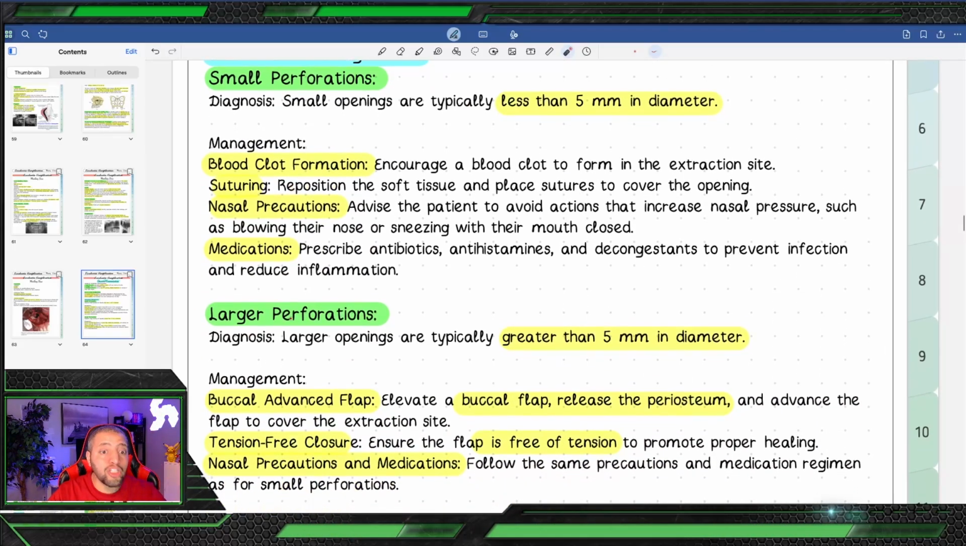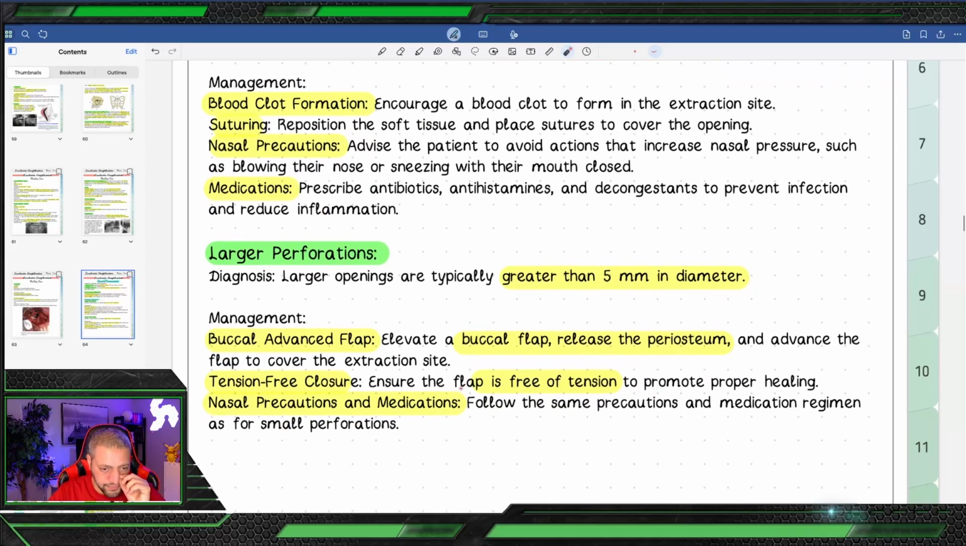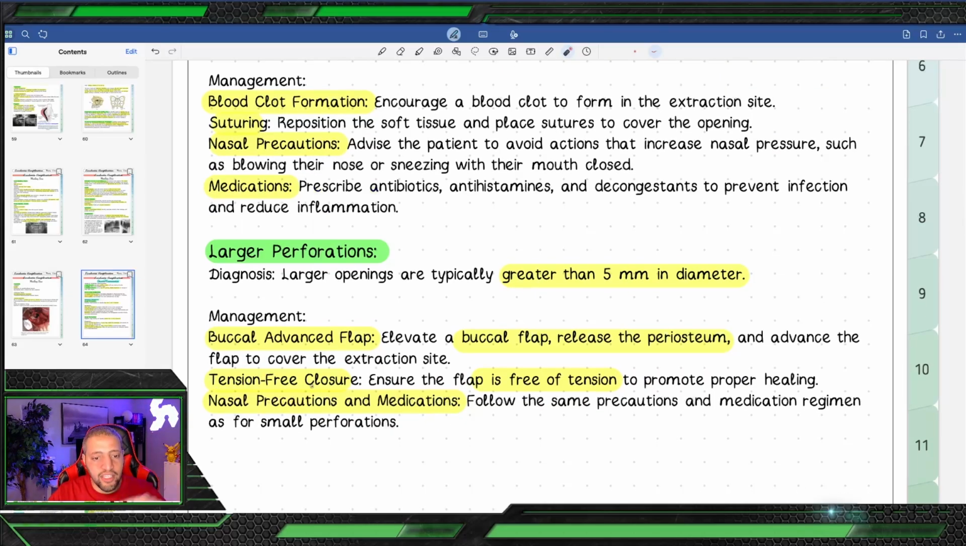How about a large perforation? A large perforation is typically more than 5 mm, sometimes the question gives you 7 mm. In this case, it cannot be closed by such techniques. You should do what we call a buccal advancement flap. You elevate the buccal flap, release the periosteum, and advance the flap over the extraction site. You make sure your flap is a tension-free closure, and you ask your patient to follow nasal precaution and medication.